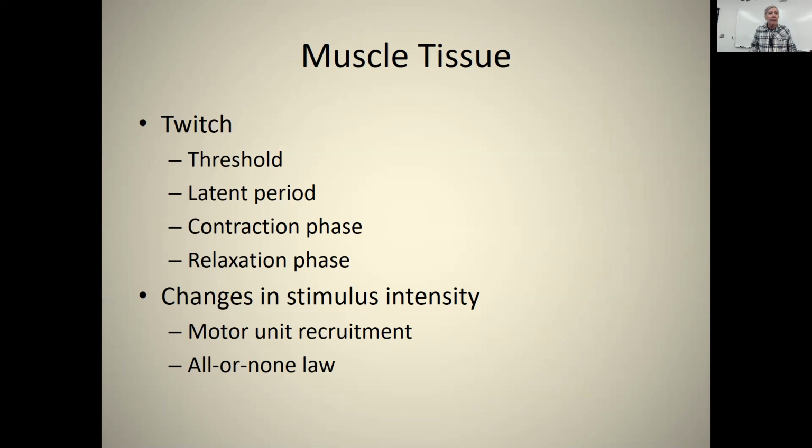Motor unit recruitment is that if you have to pick up something that has a particular weight, you have to recruit enough motor units to generate enough tension to pick it up. If it's heavier, you have to recruit more motor units in order to pick it up. Or if you put something on top of it, it becomes heavier. So the tension generated by a muscle is directly related to how many motor units are being utilized.